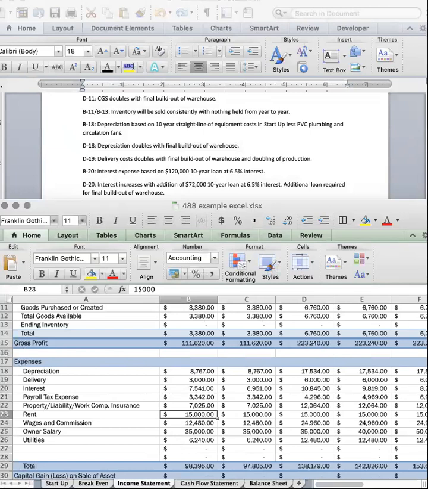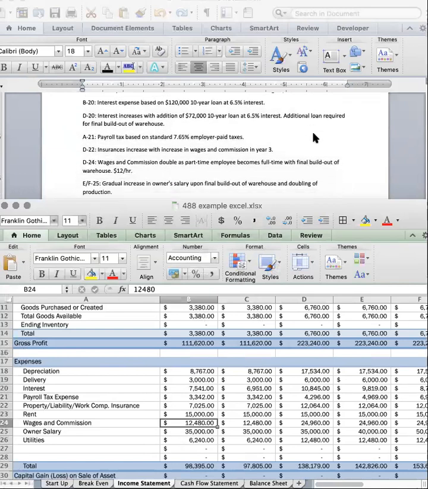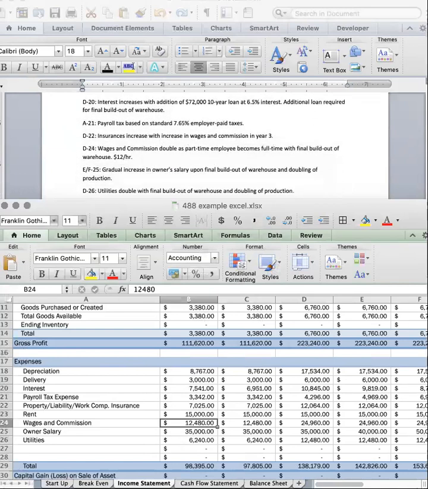If you're renting land or office space for your business, you'd record that here. For wages and commissions, he's recorded part-time and full-time wages. Sorry, I guess we're a little behind up here. Part-time and full-time wages. The note breaks down each and describes the increase in wages due to the final build-out of the warehouse or the expansion of business. He's also taken out the owner's salary to make it easier to read. He's gradually increased it based on, again, the warehouse building increase and the increased production.